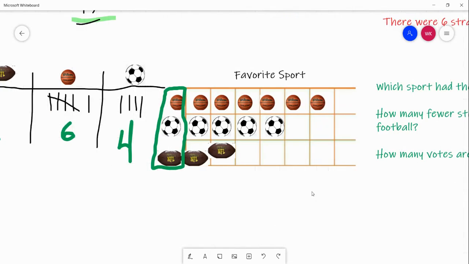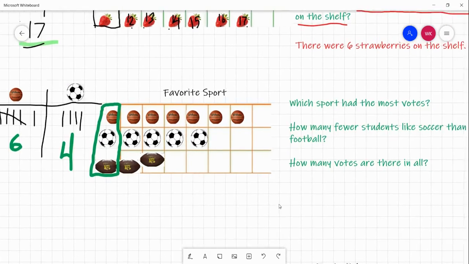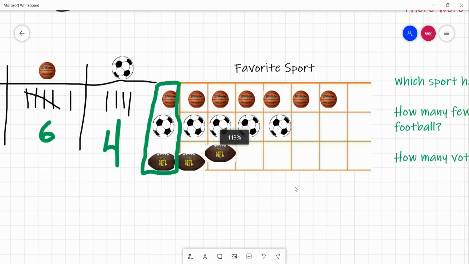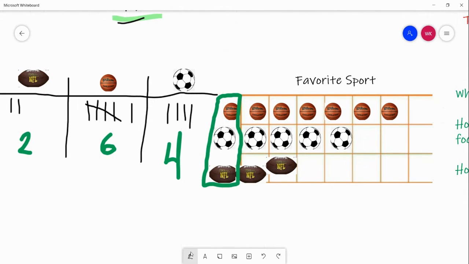My first question to you is, which sport had the most votes? Think in your brain and look at this chart. You can use the tally chart, or you can use the picture graph. Which sport had the most votes? And as you can see, if you guessed basketball, you were correct, because basketball had 6 votes, and that was the most out of all of them.